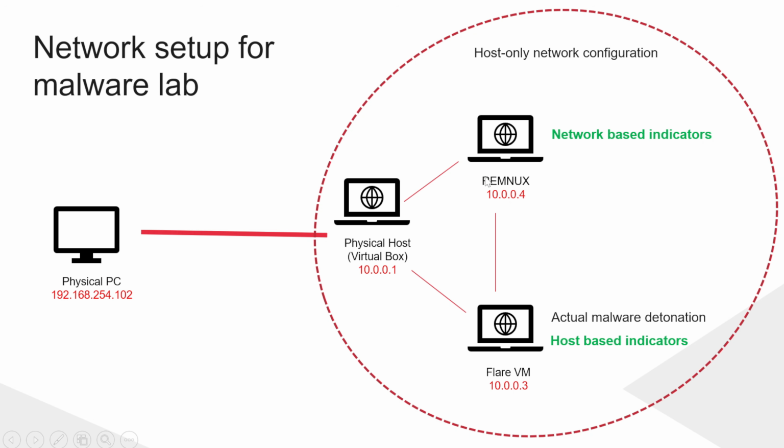Whereas on the REMnux VM, we will observe network-based indicators like the DNS request, command and control traffic, and many more. To do this setup, we have to create a separate network adapter, which will facilitate this configuration. Now let's go back to our lab and set up a network adapter.